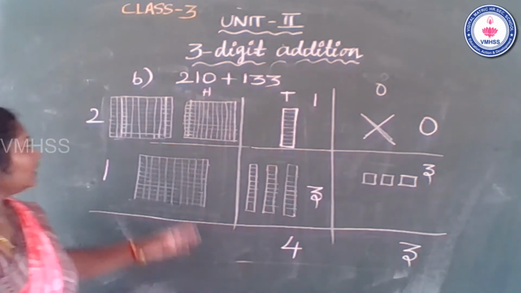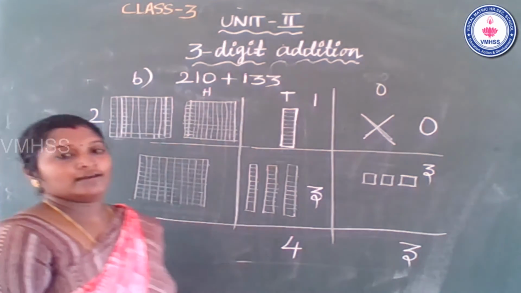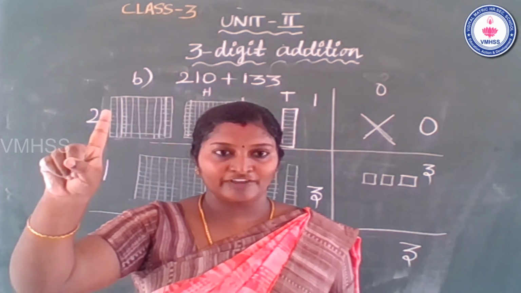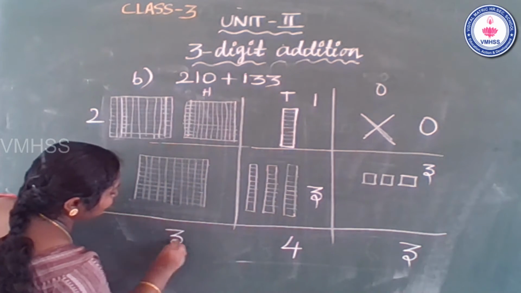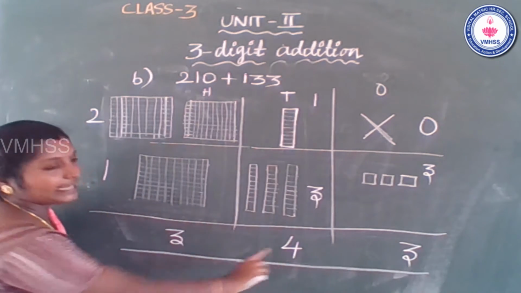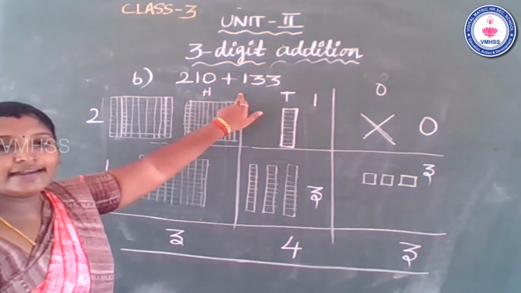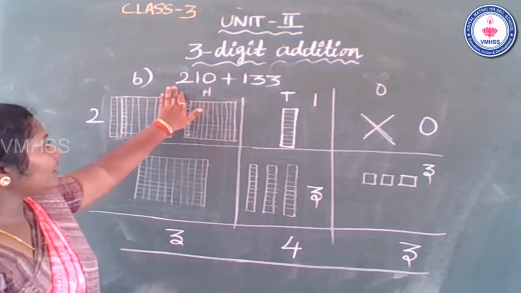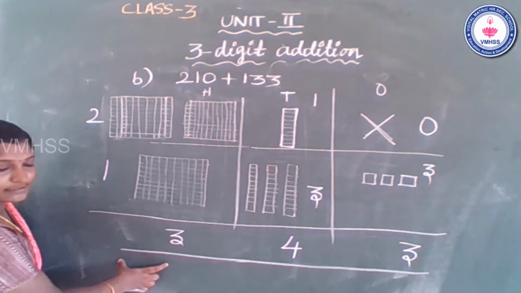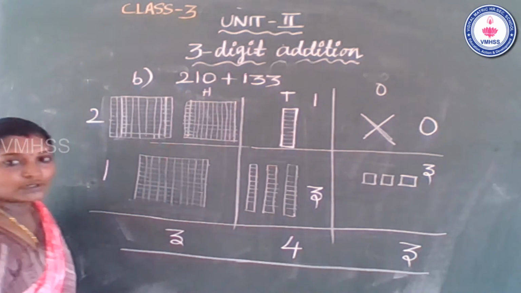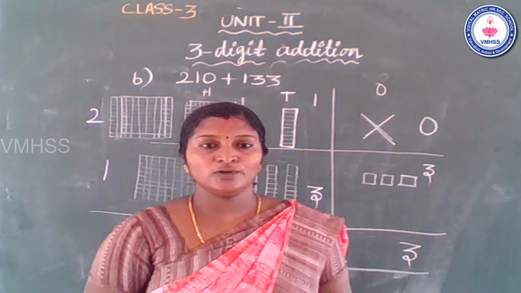Okay, students. So third one, 100 place value. So 2 and 1. So 2 in the mind, 1 in the finger, 2 after, 3. Okay. So we get the answer 343. Okay, students. The question is 210 plus 133. Okay. 210 plus 133. So now we get the answer 343. What is the answer? 343. Okay, students. Do you understand this sum?